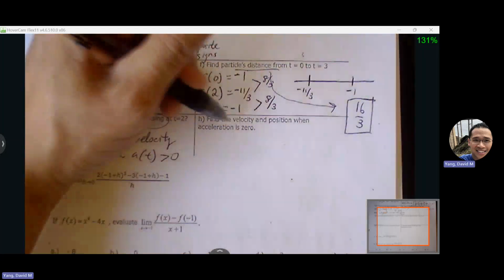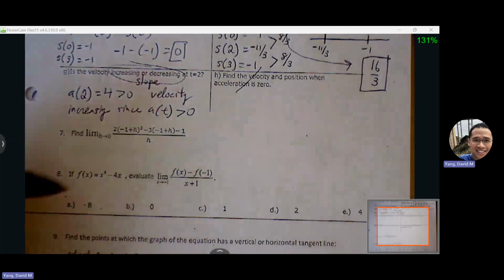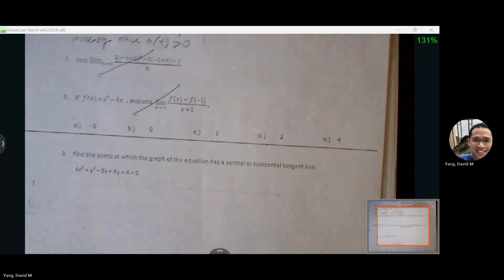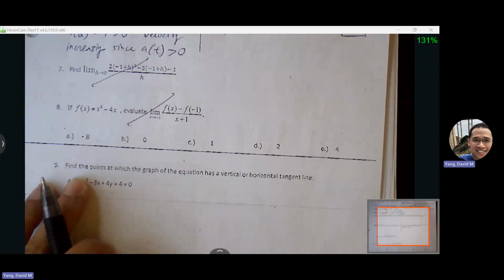Let's skip H here. And then I won't put limit problems on the test, so we can skip 7 and 8 as well. Okay, with our remaining time, let's see if we can do number 9 here.